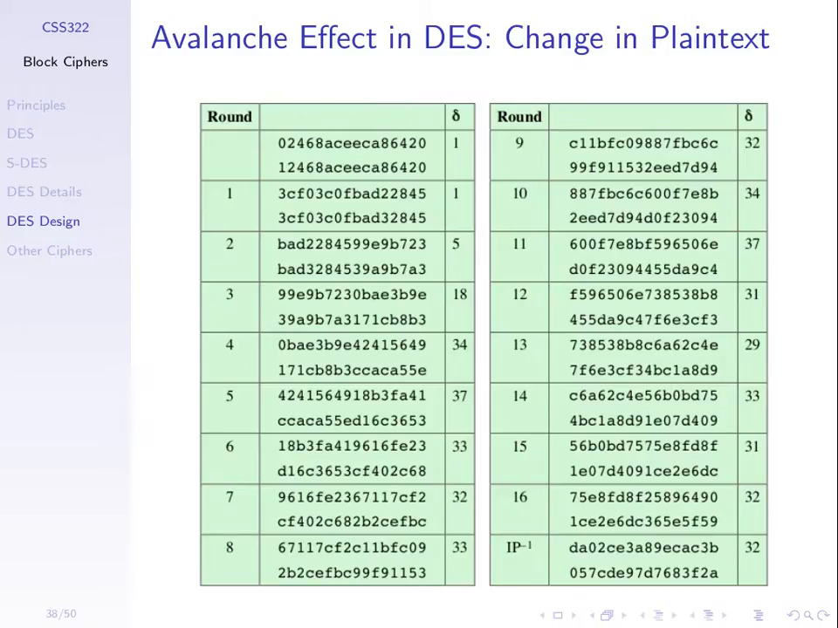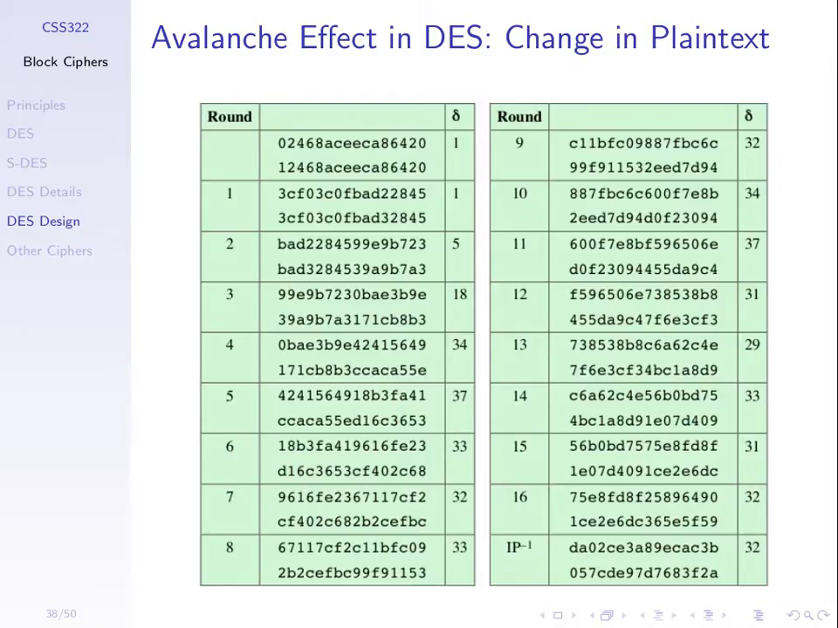But with DES, we go through multiple rounds. If we do the second round, we get these two outputs. They differ by 5 bits. After 3 rounds, a difference of 18 bits, 4 rounds, 34, and we keep going after our 16 rounds and our inverse initial permutation. In this specific example, 32 bits differ. And that's what we aim for.